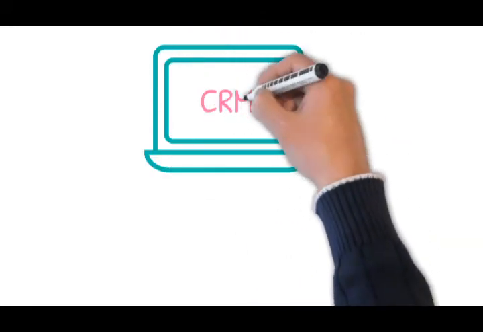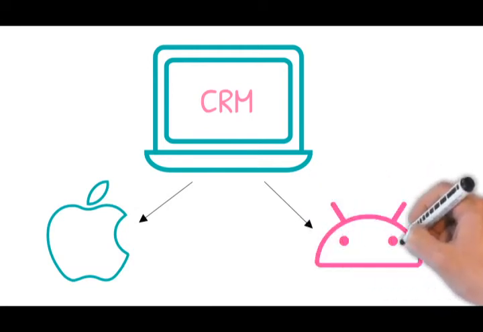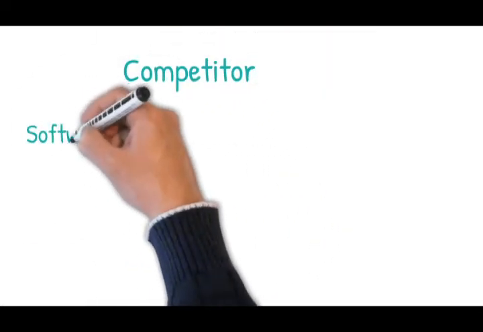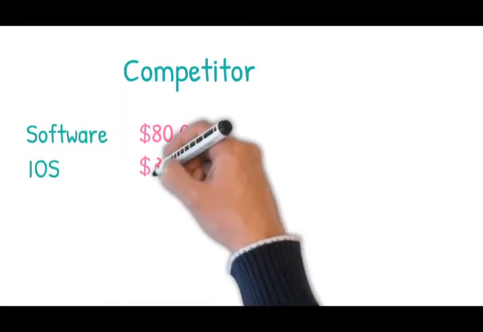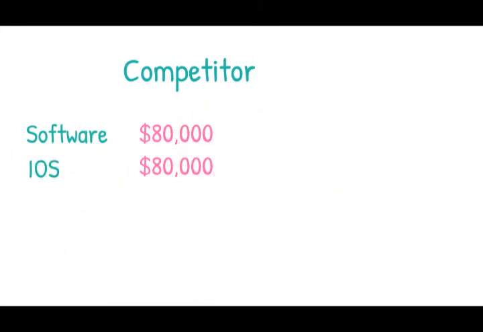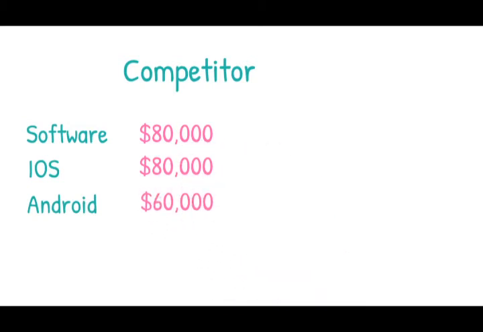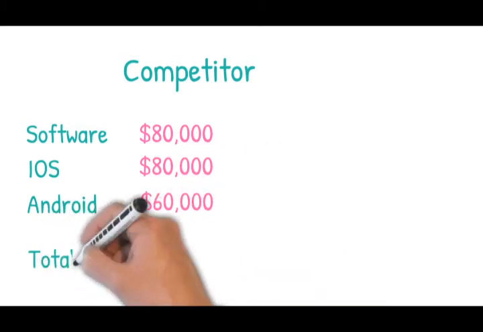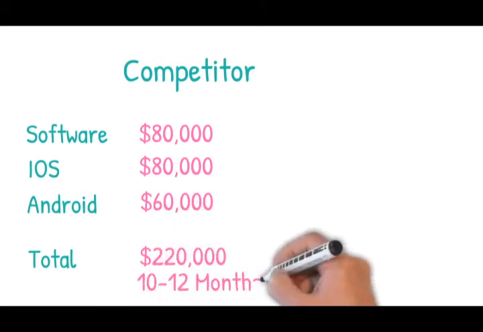Just keep in mind, the technologies we use allow us to convert your online CRM into both iOS and Android software applications for a fraction of the price of our competitors. We have beaten quotes in which the client was quoted $80,000 for a custom online CRM software, plus $80,000 for an iOS software version and $60,000 for the Android version. The total quote from our large competitor was $220,000 and to be completed within 10 to 12 months.